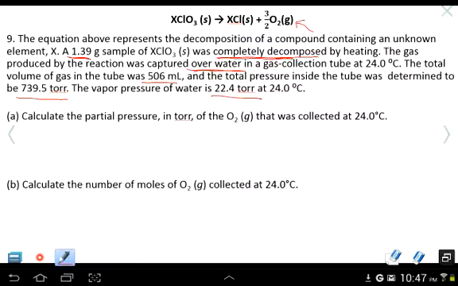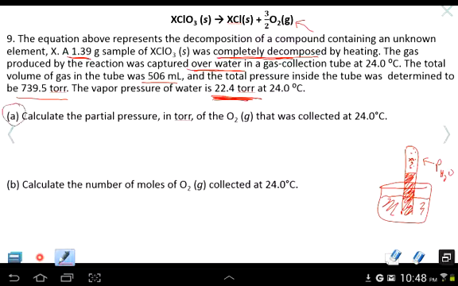Remember, anytime we collect gas over water, we have a tube with a bunch of water in there, and we want to collect the gas in the tube. Part of the pressure inside this tube is going to be due to the water vapor, because under any conditions water actually evaporates. That's where this 22.4 torr comes in. This is just due to the water vapor when the water evaporates.